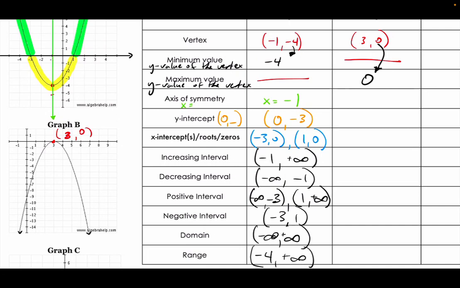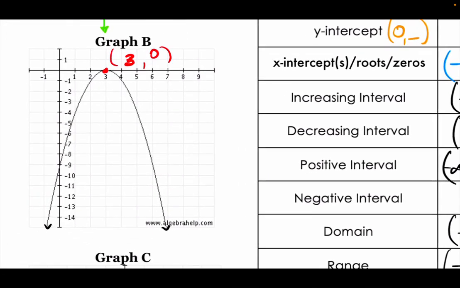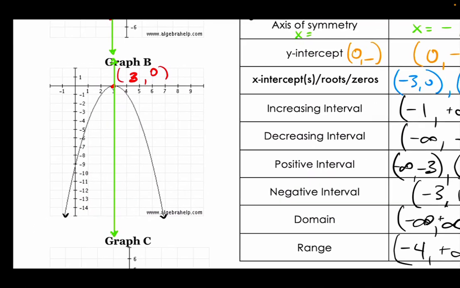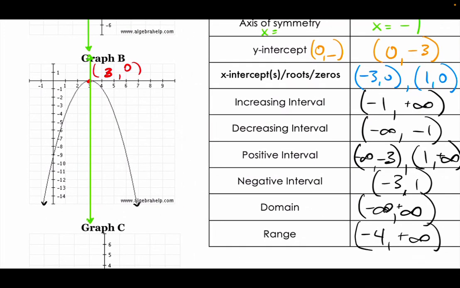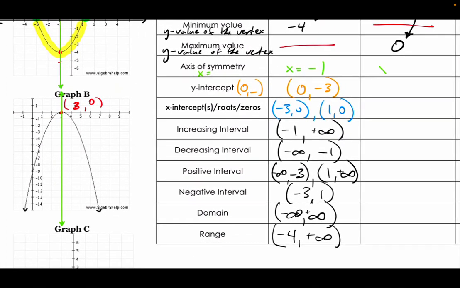Okay. Now, where is that green line that splits it in half? It's easy to see because it always goes through the vertex. So it's right there. Always goes through the vertex, and it's always going to be vertical. Just remember, it starts out always x equals. Which x number does it go through? 3. Good.